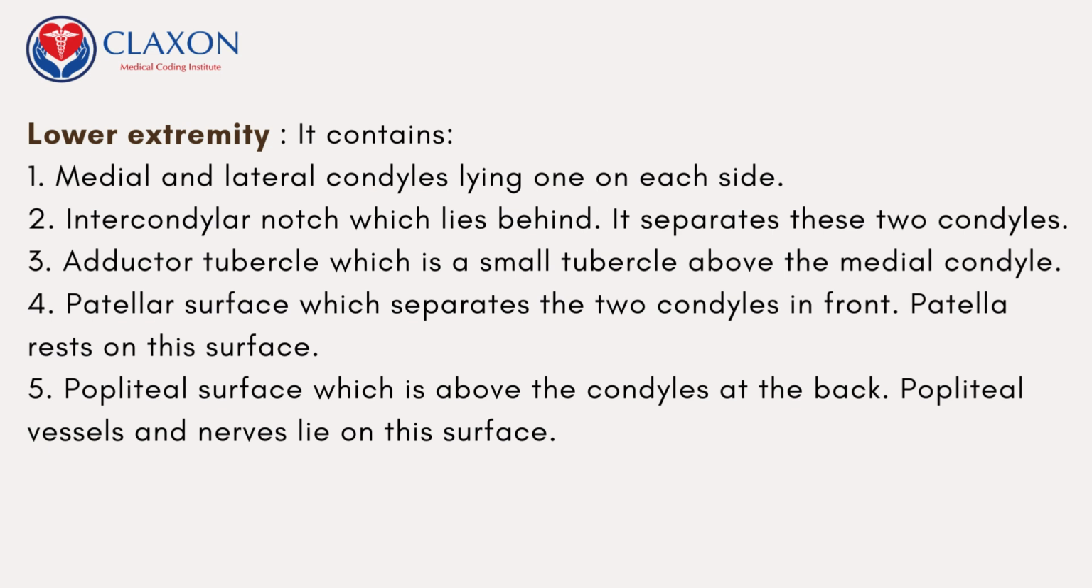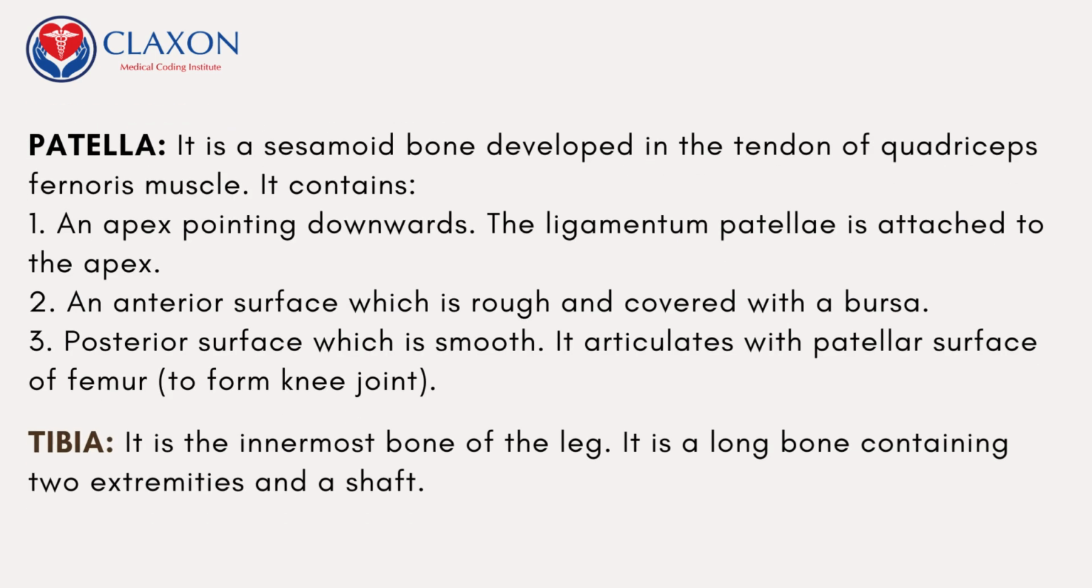5. Popliteal surface, which is above the condyles at the back. Popliteal vessels and nerves lie on this surface. Patella, it is a sesamoid bone developed in the tendon of quadriceps femoris muscle. It contains 1. An apex pointing downwards. The ligamentum patellae is attached to the apex.